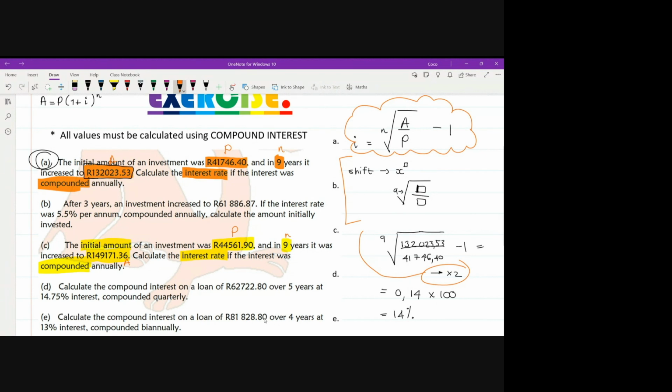Yes, correct, Jaden. We must use the same formula because we're calculating for the interest rate again. So I is the thing that we want. And this formula that we've derived here says I equals. So that tells us that we can use it to find the interest rate. Okay.